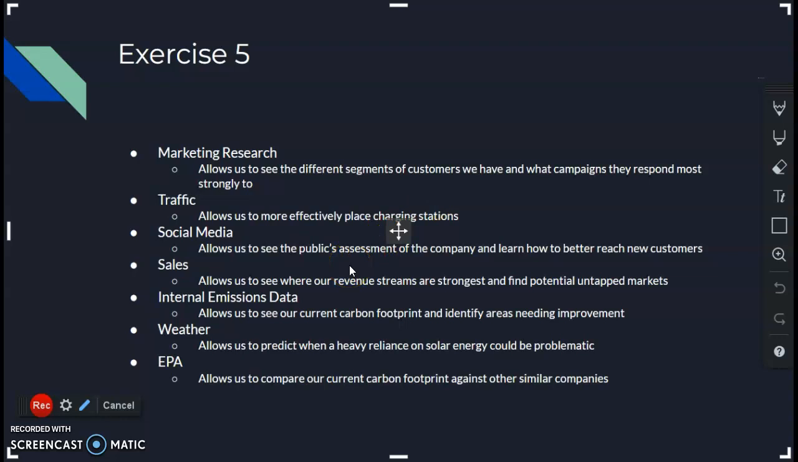Internal emissions data to allow us to see our current carbon footprint and identify areas needing improvement. So just how much we're emitting into the environment on our production, as well as the recycling of these batteries and at each of our charging stations. Are we doing our best to meet our mission of a zero emissions future?